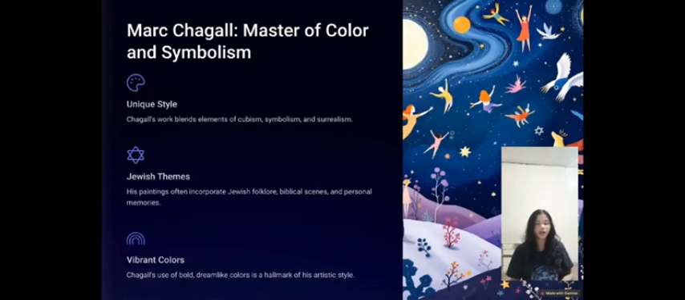So lastly, we have Marc Chagall. Marc Chagall is a master of color and symbolism. Chagall's works blend elements of Cubism and Surrealism. His use of bold and dreamlike color is a hallmark of his artistic style. His paintings often incorporate Jewish folklore, biblical scenes, and personal memories.